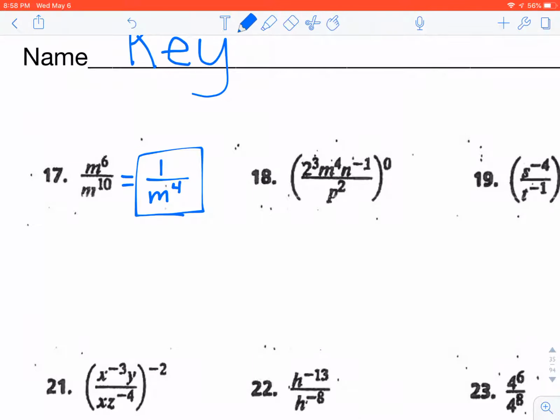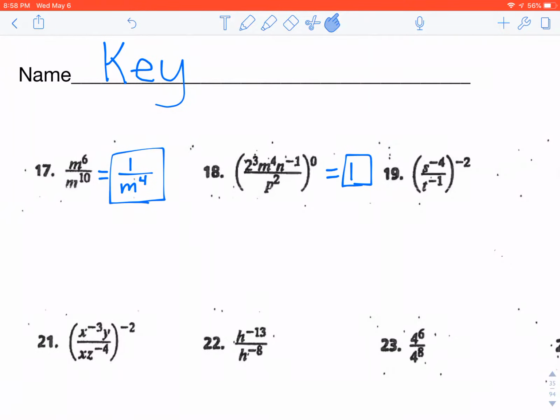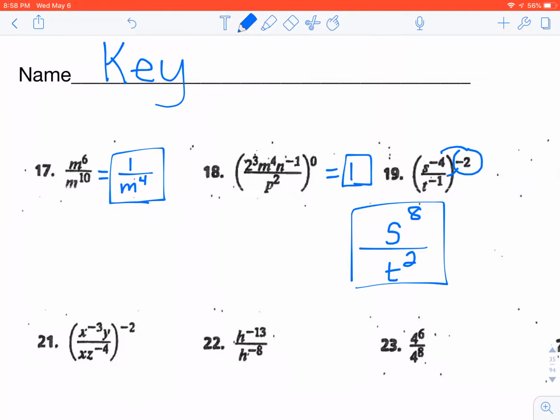Number 18, the answer should have been 1. Anything to the 0 power is always 1. Number 19, remember the first thing you should have done is clear parentheses. So you have s to the 8th over t to the 2nd. When you multiply, the exponents both become positive and the bases are different. So that is all you need to do.